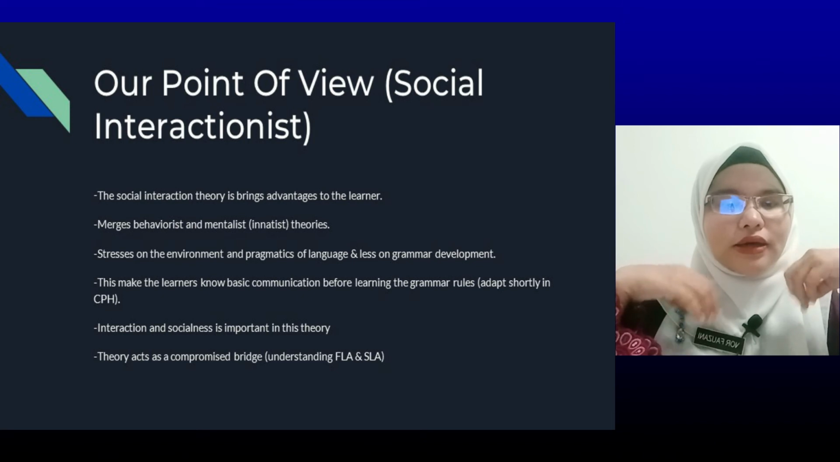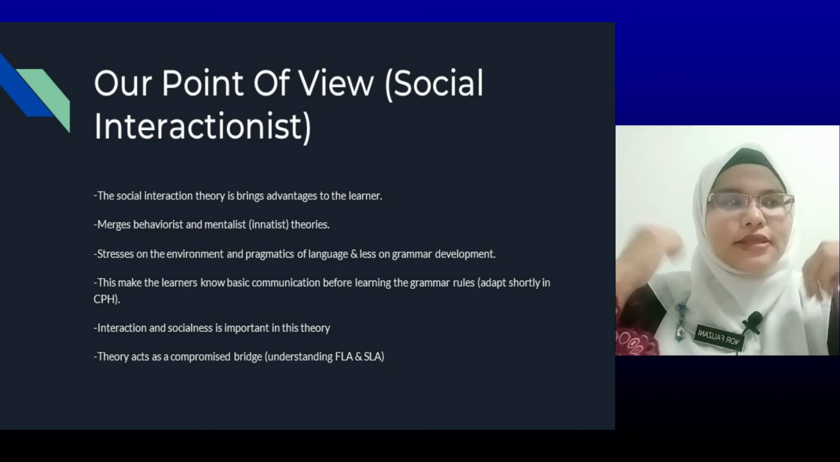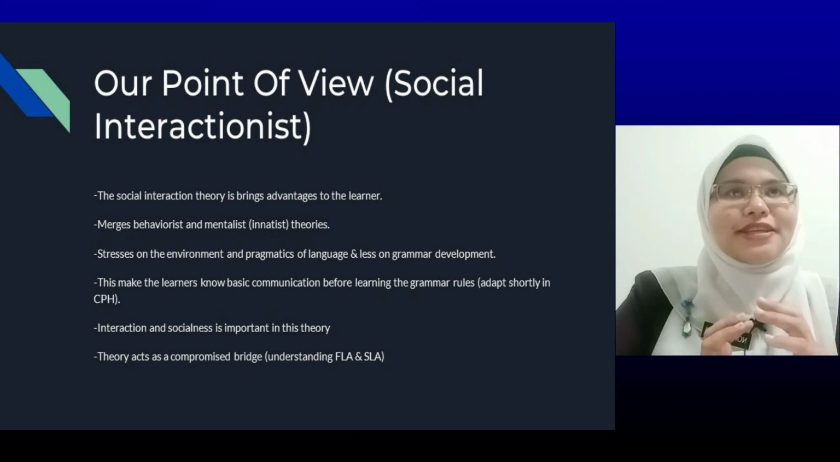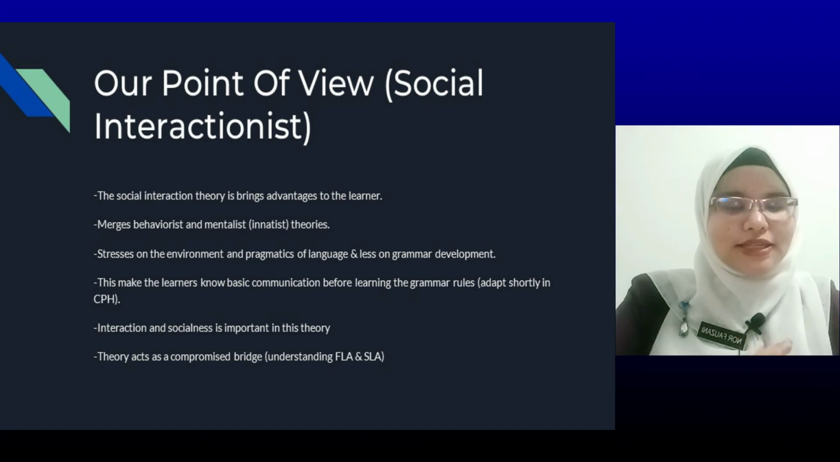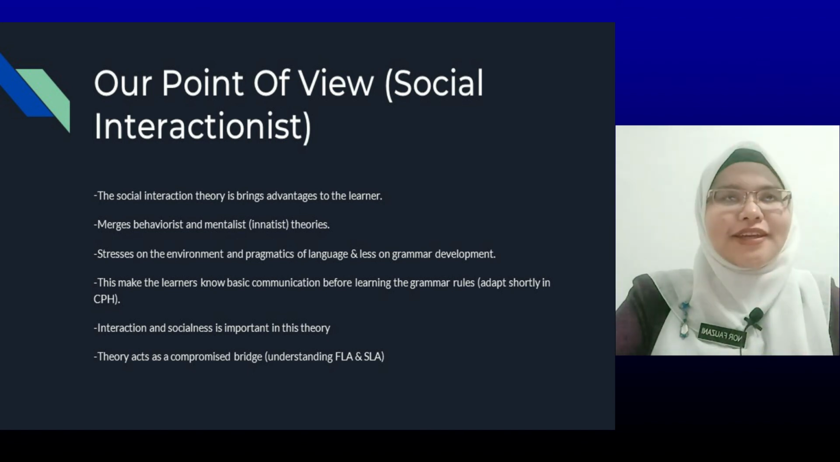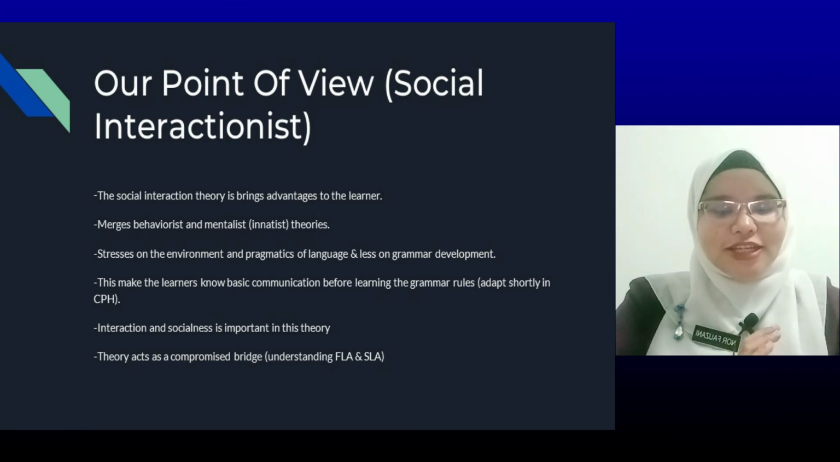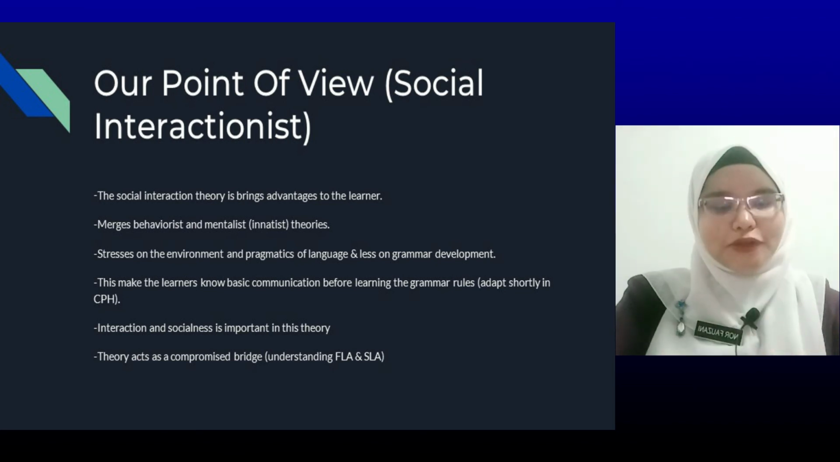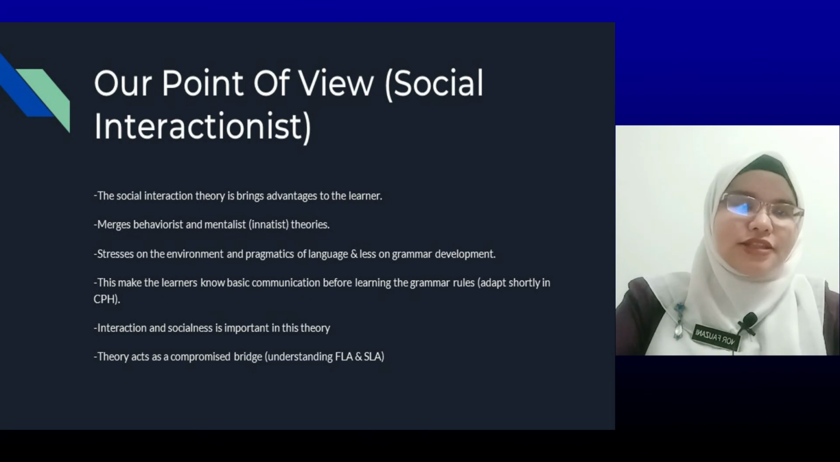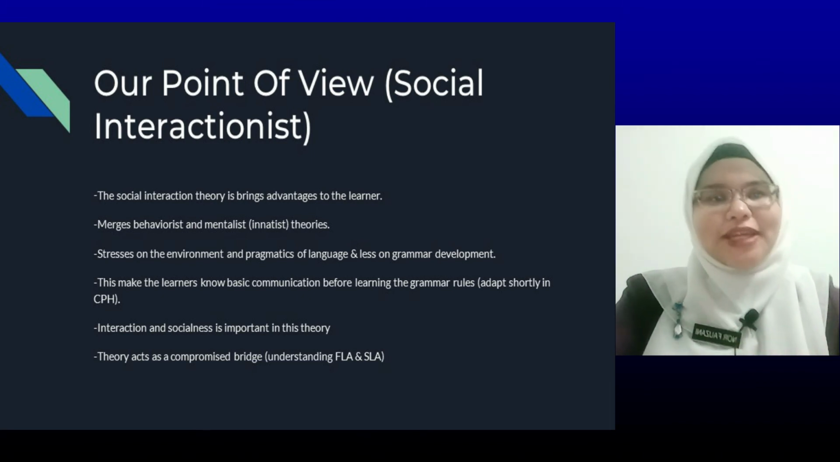So language is used as a social device to communicate, and the learners ignore the grammatical rules that exist in the language. This makes the learners know basic communication before they learn the grammar rules. I have mentioned it before. Interaction and social are essential in this theory. When we talk about social interactionist theory, we know that interaction and social are the most important things in this theory.